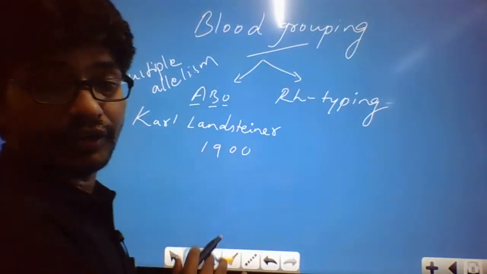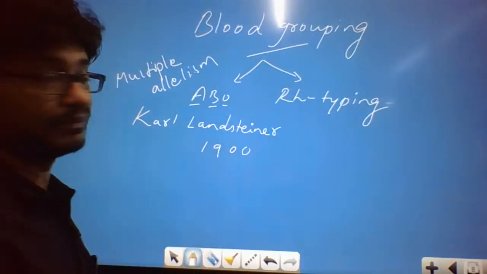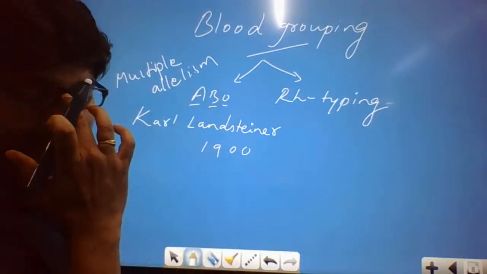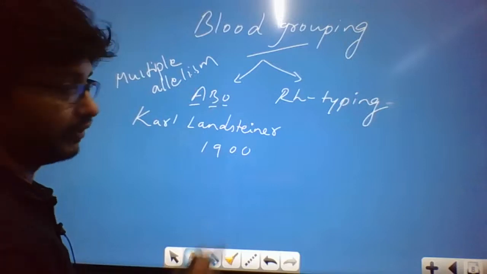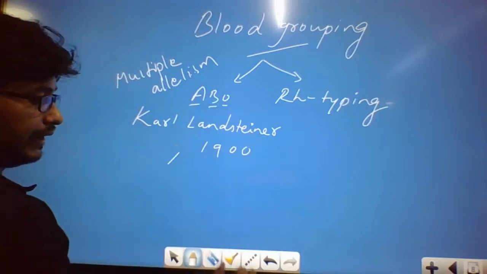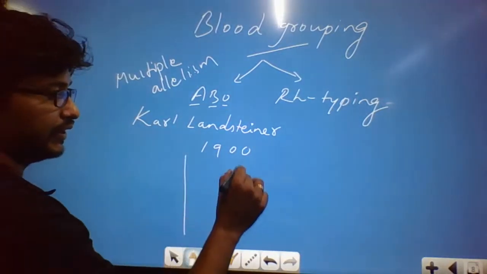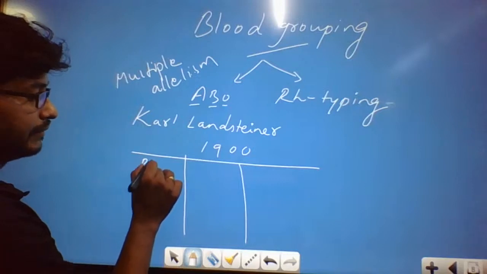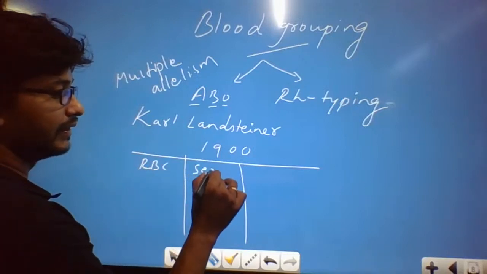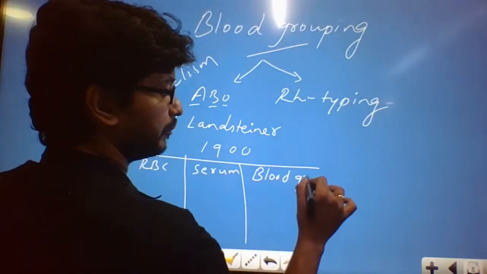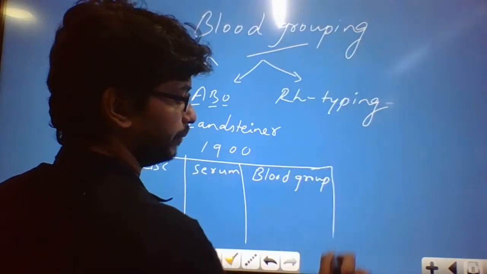But here we're not going to discuss anything about the genetics of the ABO blood grouping. We're going to discuss how we find out the blood group. In ABO blood grouping, there are three important things we use to differentiate. First, you take the RBC. Second, you take your serum. Then based on this, you determine what type of blood group the person might be.